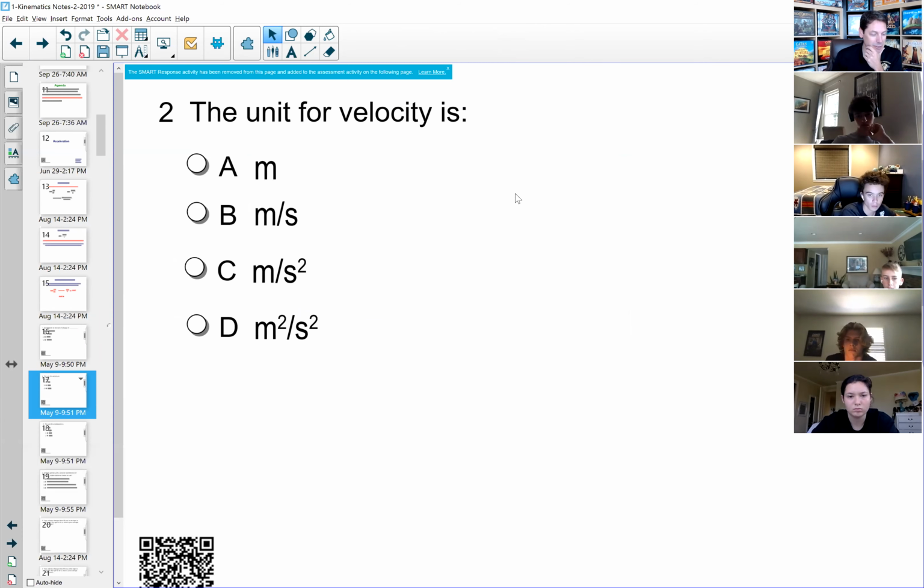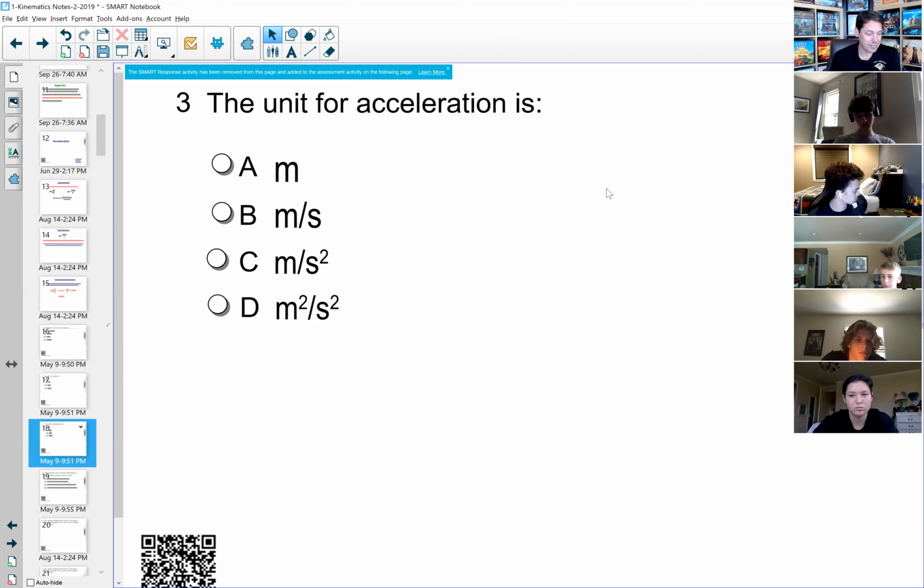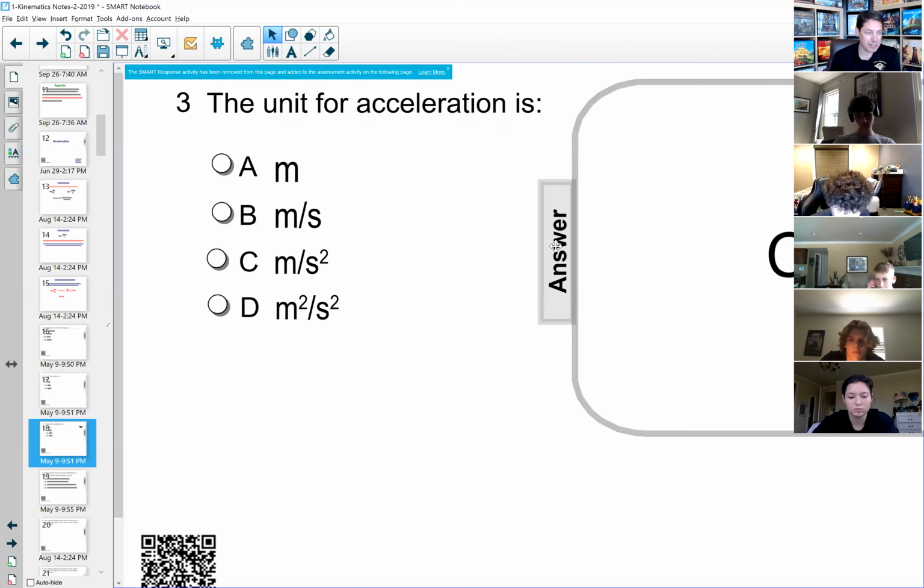All right, and then question 3, the unit for acceleration is? Correct, meters per second squared, which is choice C.